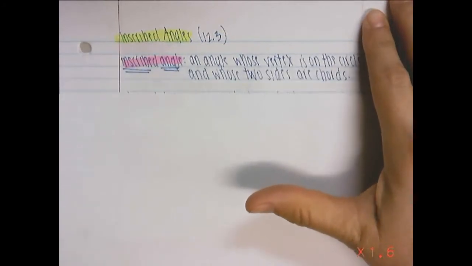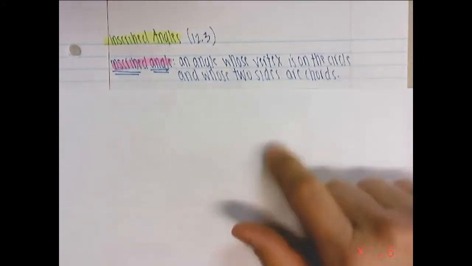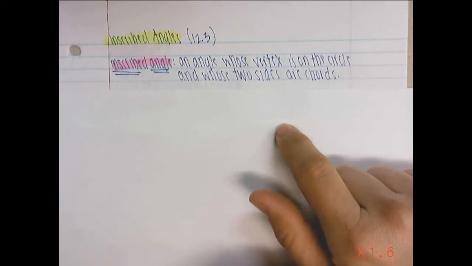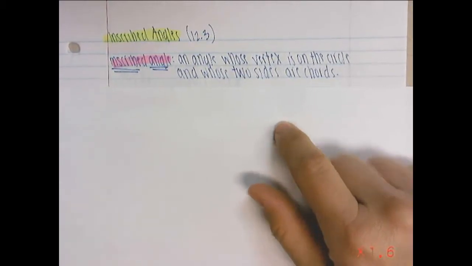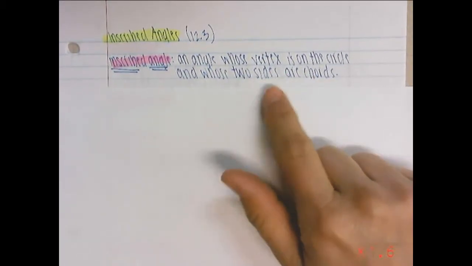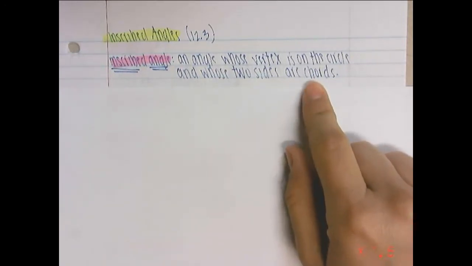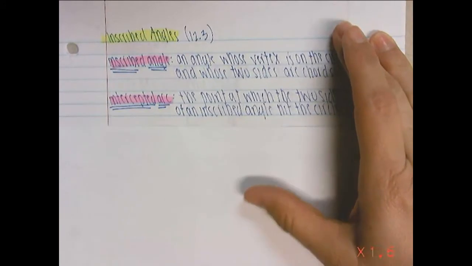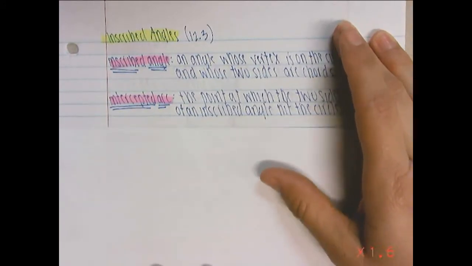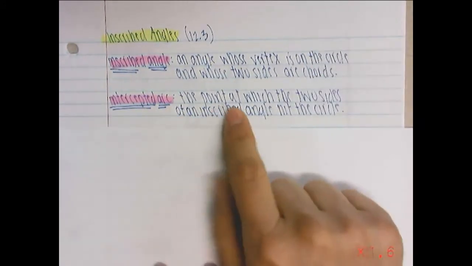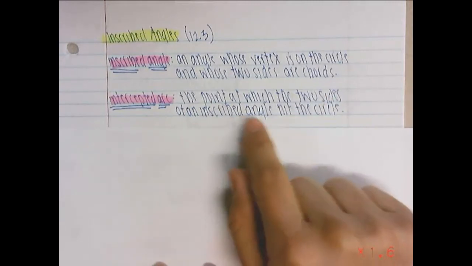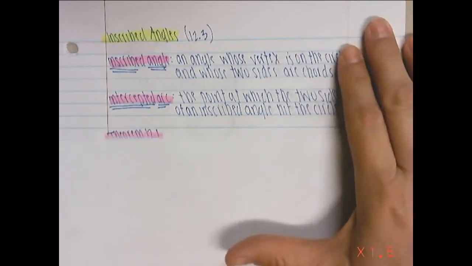The first thing, and we've talked about it a little in our graphic organizer, is an inscribed angle. It's an angle whose vertex is on the circle and has two sides that are chords. What we haven't talked about is the intercepted arc, the arc between the points at which the two sides of the inscribed angle hit the circle.